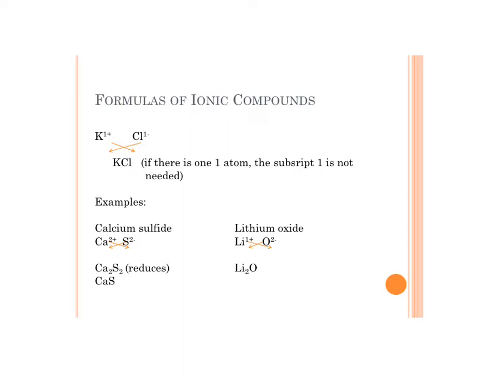For the example calcium sulfide, calcium has a charge of 2 plus, sulfur has a charge of 2 minus. So by the crisscross rule, 2 goes on the Ca and then 2 goes on the S. But it reduces to 1 to 1, so the final formula is just CaS.